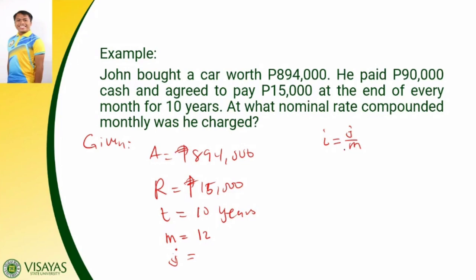Whether quarterly, monthly, semi-annually, and so on. Okay? So what we are looking for is J, the rate. We can find J once we create a formula or entry point in finding I. Alright? So we will look for J here. So let's write the solution.